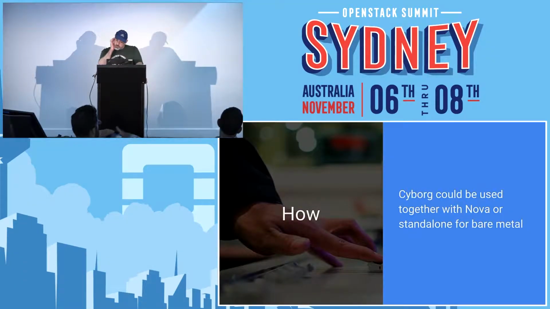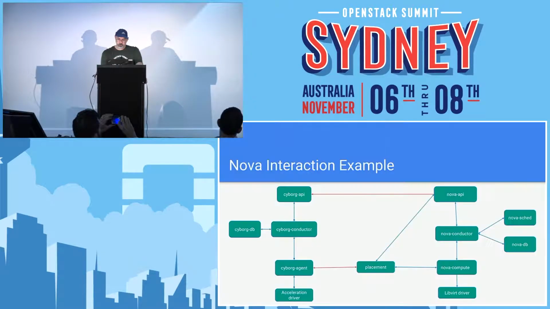They intend to be used either standalone or together with Nova for bare metal. And this is a Nova interaction example. I'll pause a bit if anyone wants to take a picture. You can see it's kind of the same picture we had before. The important part here is using a placement API to talk to Nova.